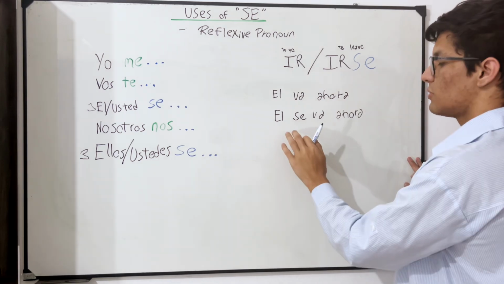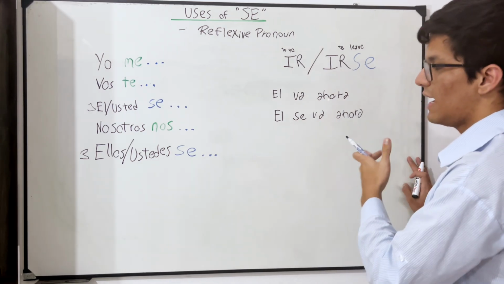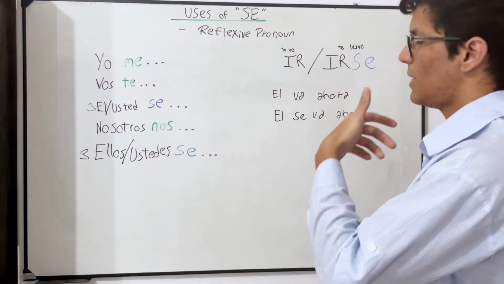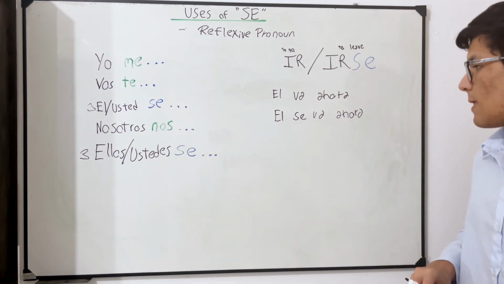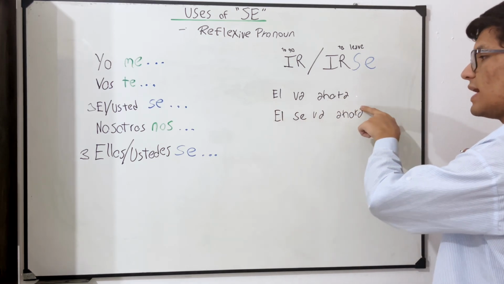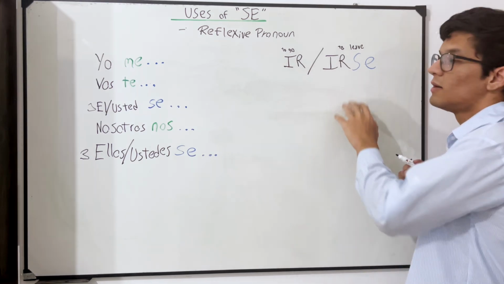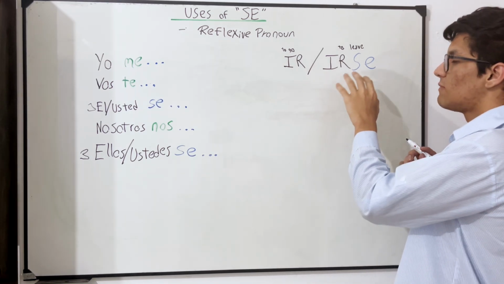He leaves now. So here you can see it doesn't really mean anything. It's just an auxiliary, something that we add to make a new meaning, to make a new verb. So, él va ahora, he goes now. Él se va ahora. And here we got the pronoun se. Remember that in Spanish we have many different reflexive verbs.